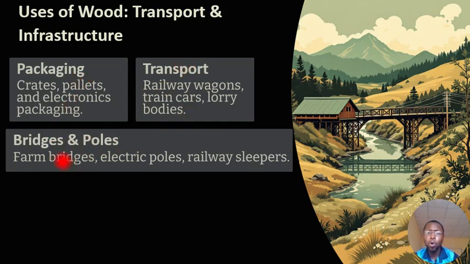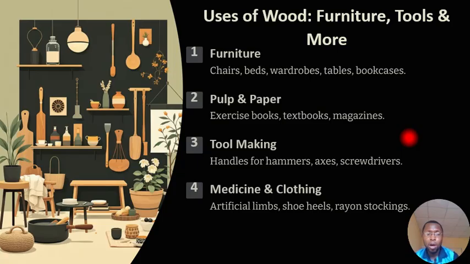Under bridges and poles, we use wood in farm bridges, in electric poles. If you are observant, you find out that most of the electric poles we have are made up of wood. And the railway sleeper. You see one here, we use this. This is a bridge made up of wood. So wood has a lot of applications, all right? So it is a very, very essential material.